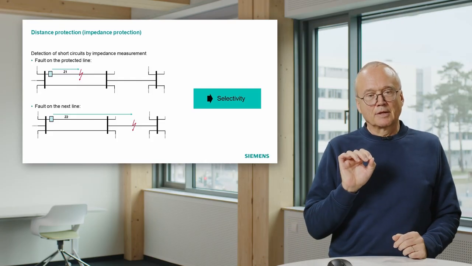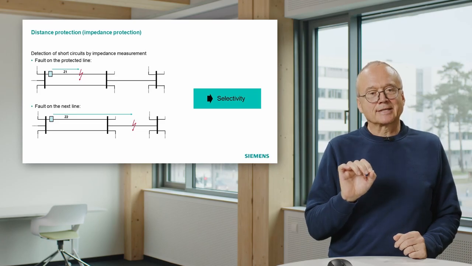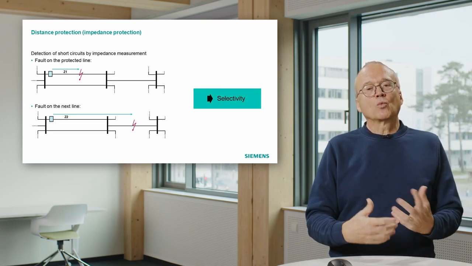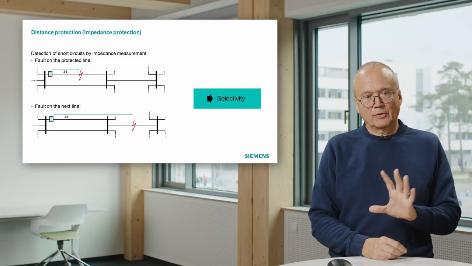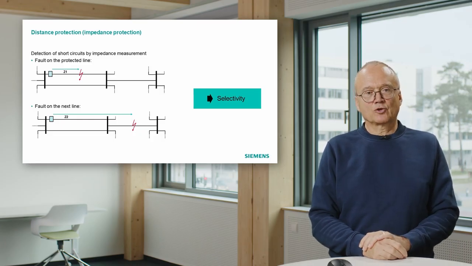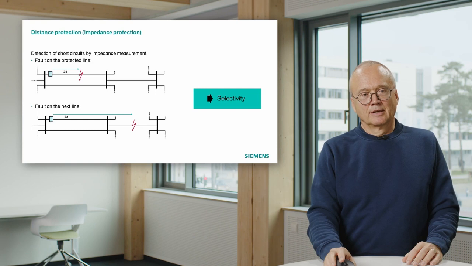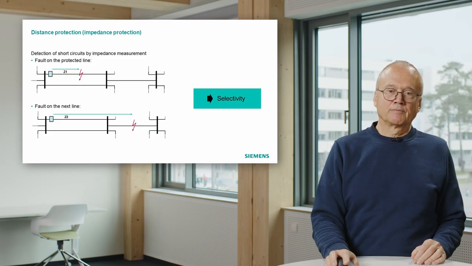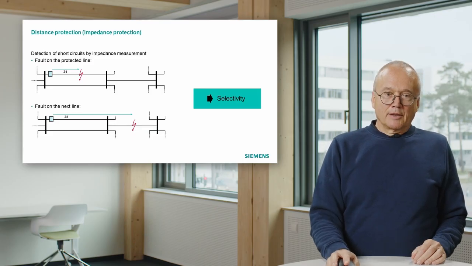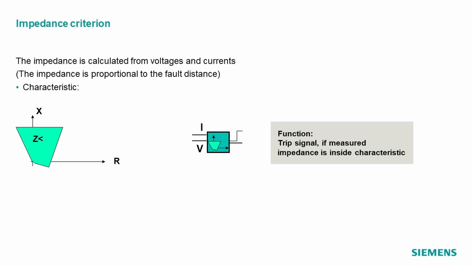That means with this, we can get selectivity without any delay times. And that is the advantage of distance protection. I already mentioned it's called distance protection, although it is based on an impedance measurement. That means we also have this blue block in our device.